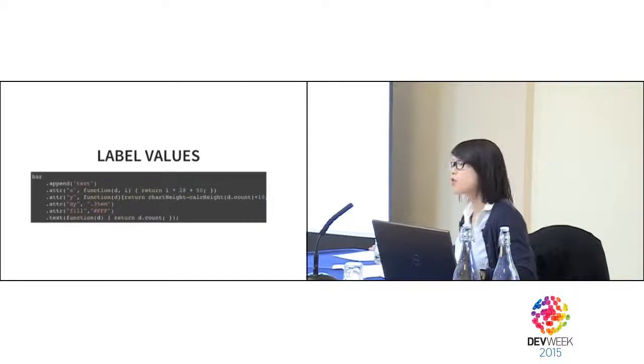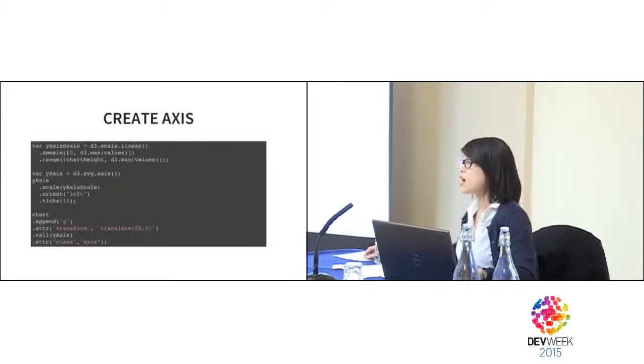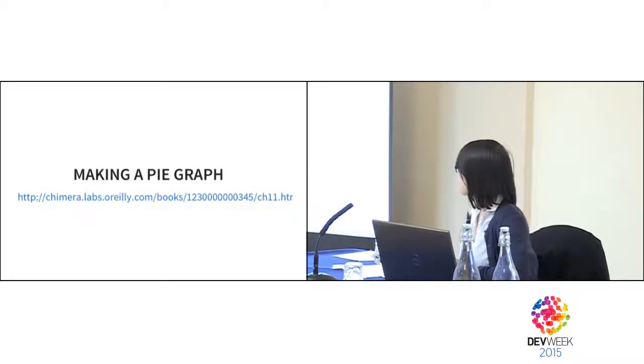Now you'll notice that D is all over the place. D is, as I said, being returned from the data function. D3 has methods for creating a vertical and horizontal axis, and it will also determine ticks automatically, so you don't need to figure out the math for that. So that was making a bar graph.